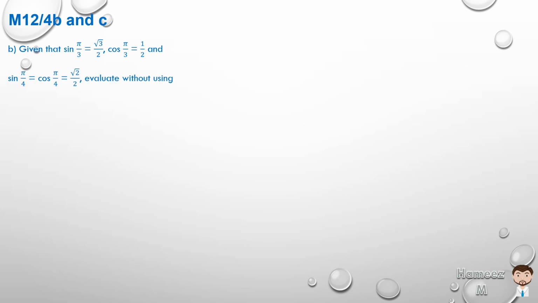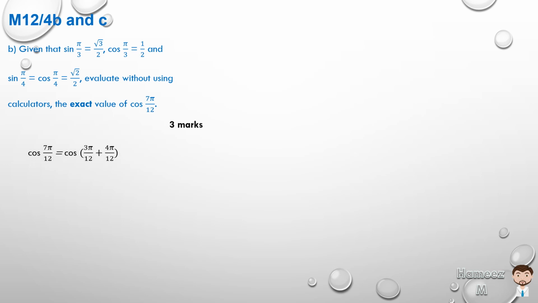May 2012, number 4B. Given that sine pi on 3 is equal to root 3 on 2, and we know pi is equal to 180 degrees, so 3 into 180 is 60. So sine 60 is equal to root 3 on 2. It's just another way of saying it. In this case, they're using the units of radians rather than degrees. And cos pi on 3, which is cos 60, is equal to a half. And sine pi on 4 is equal to cos pi on 4, which is equal to root 2 on 2. Evaluate, without using calculators, the exact value of cos 7 pi on 12.